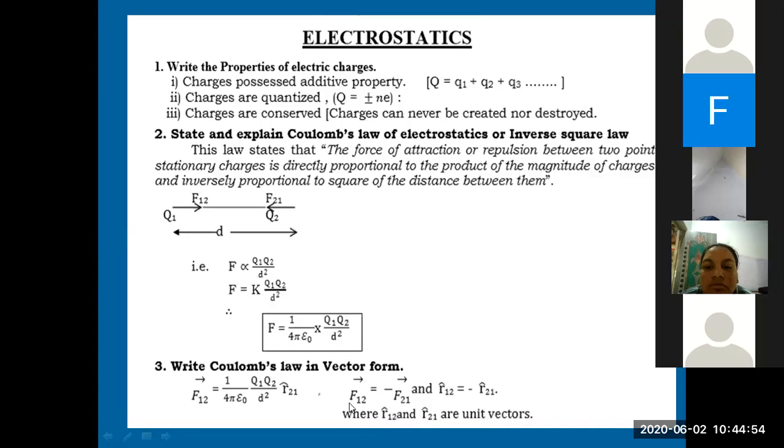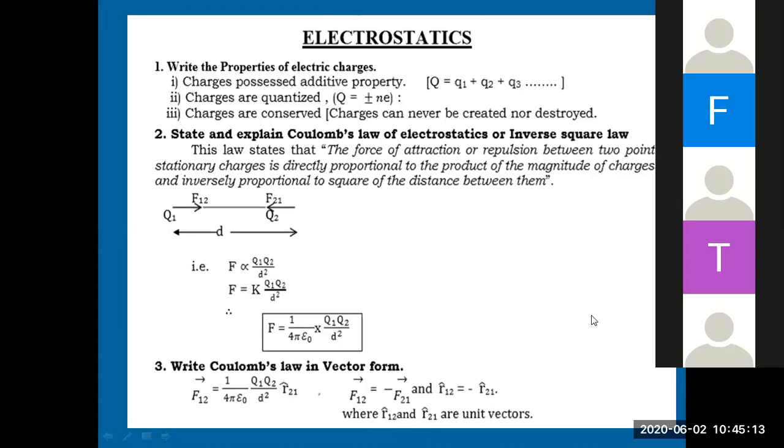What does that mean? Force because of the first charge on the second charge will be equal and opposite to the force of the second charge because of the first charge. Here you have to consider Newton's third law. I want somebody to tell me Newton's third law. Hussefa? Newton's third law?